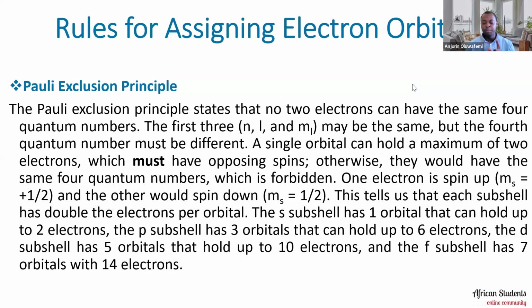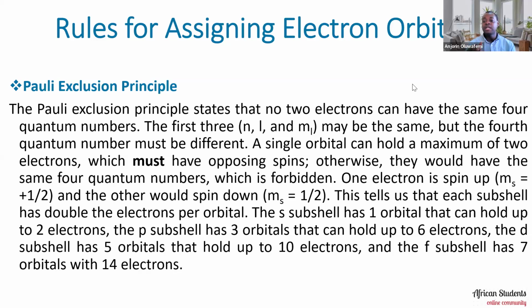So even if you have the principal, the magnetic, and the azimuthal quantum numbers as the same, you will discover that the spin will not be the same. The spin can either go the positive way or the negative way, as the case may be, so the spin will always differ. One may spin up, the other may spin down. So you may have a plus half and a negative half. That is the Pauli exclusion principle.